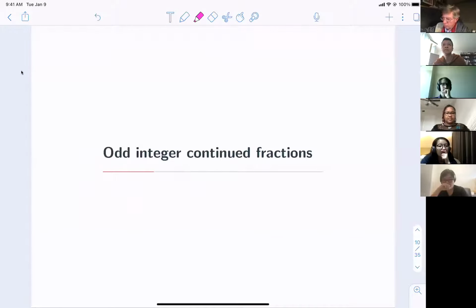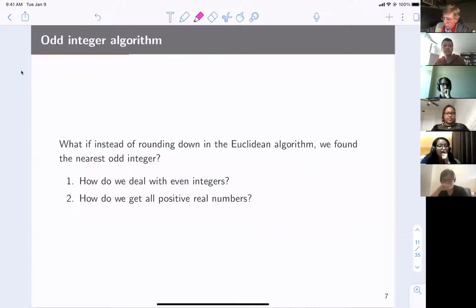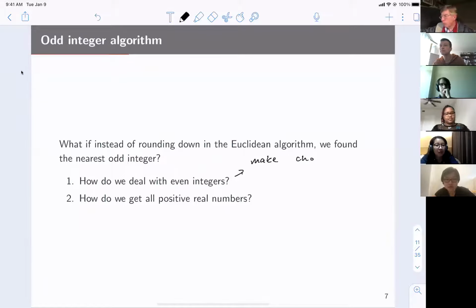So what happens for odd? What if instead of rounding down in the Euclidean algorithm, we want odd integers? There are two immediate questions. There turn out to be more questions, but two immediate questions: what about evens? And the somewhat unsatisfying answer is make a choice and be consistent. We will eventually have a little bit better decision there, but that's what we have there.